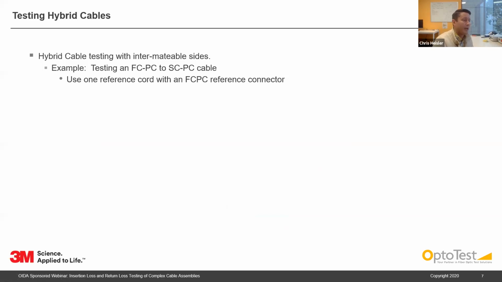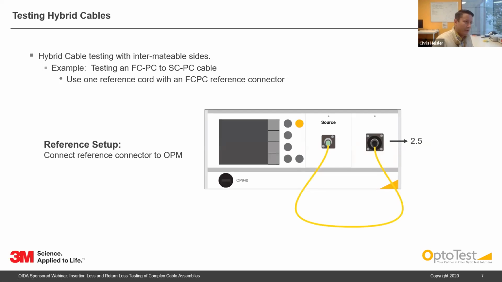So, a quick example on how to test one of these hybrid cables, an FCPC to SCPC cable. In this case, we're going to use one reference cord, which will have an FCPC reference connector. The system setup is going to be a simplex system with one universal 2.5 millimeter OPM adapter. To reference, we're going to connect our reference connector, which in this case is an FCPC connector, up to the optical power meter, and we'll reference insertion loss and return loss.